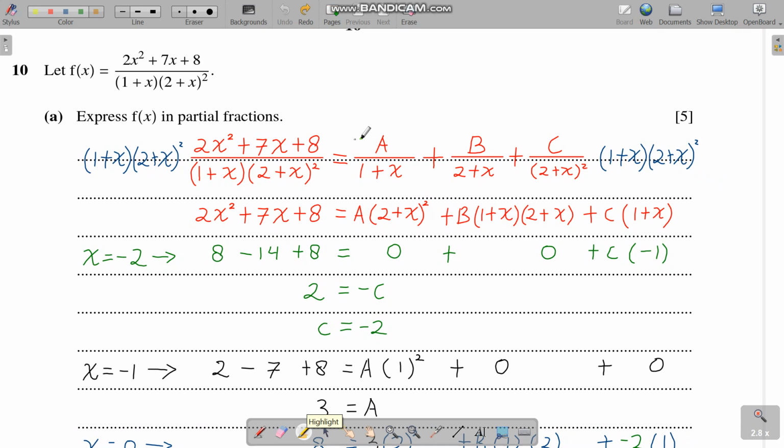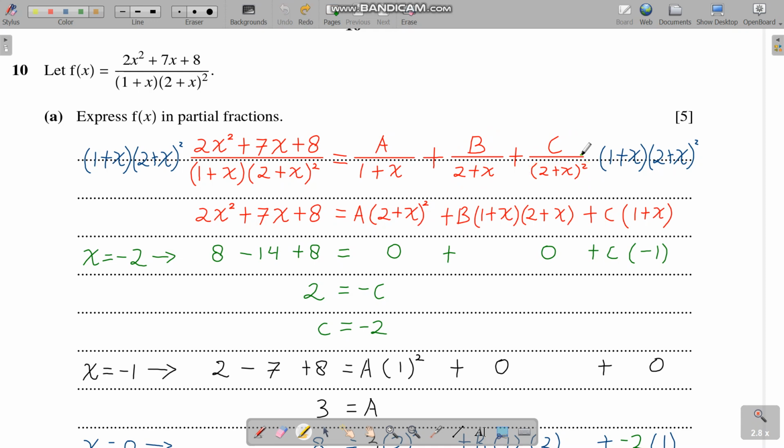And the first step is to identify the forms we have to use. Because of 1 plus x, simple linear, we use a constant divided by 1 plus x. And for repeated linear, something squared, so we have to use a constant divided by 2 plus x, another constant divided by 2 plus x all squared.